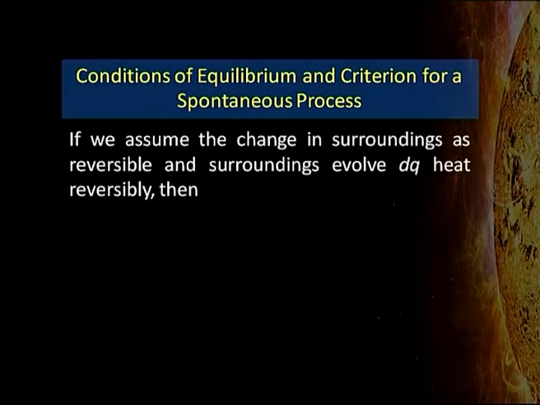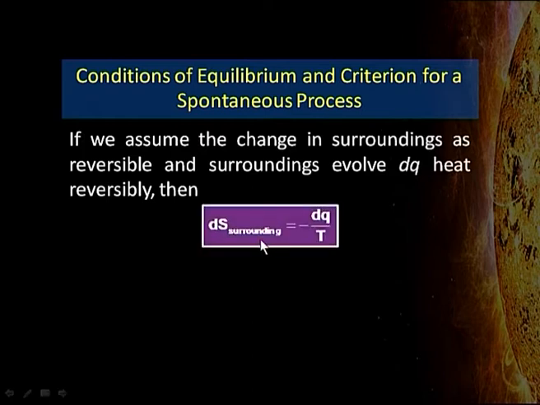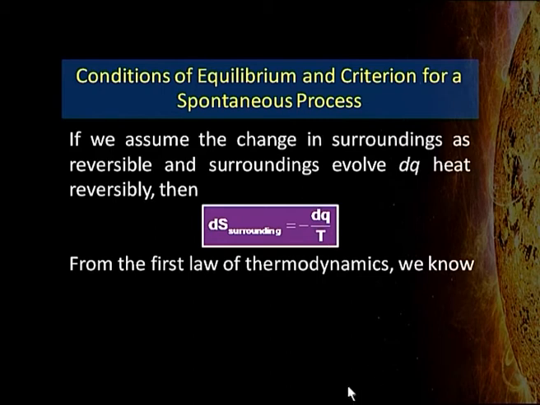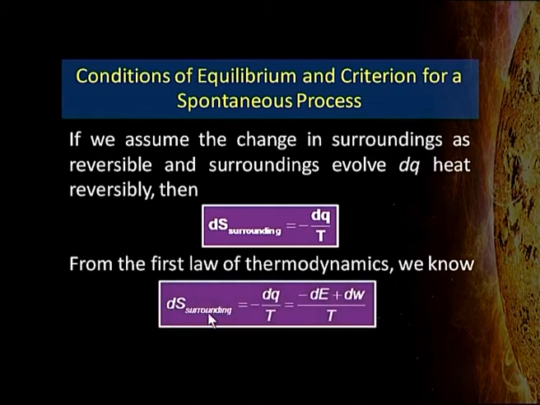If we assume the change in surroundings as reversible and the surroundings evolve dq heat reversibly, then dS surroundings is equal to minus dq divided by T. And from the first law of thermodynamics, we know that dS surroundings is equal to minus dq divided by T, which is equal to minus dE plus dW divided by T. Here dE is the increase in internal energy of the system and dW is the work done by the system.